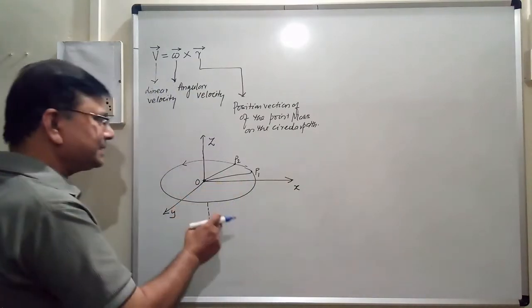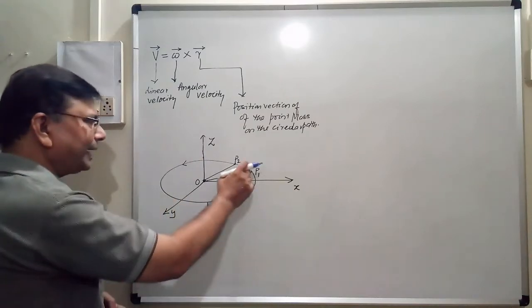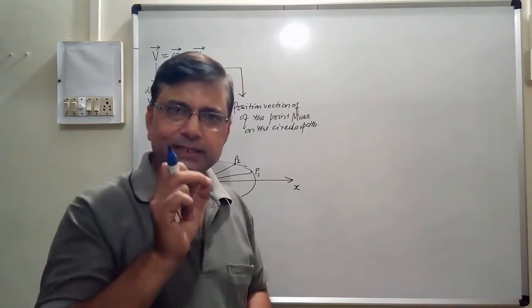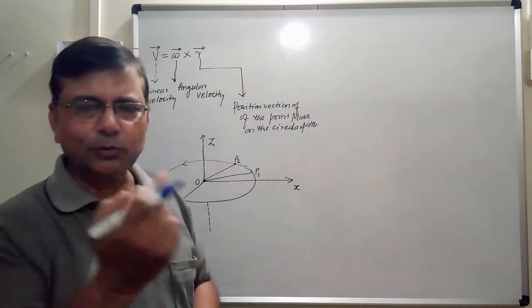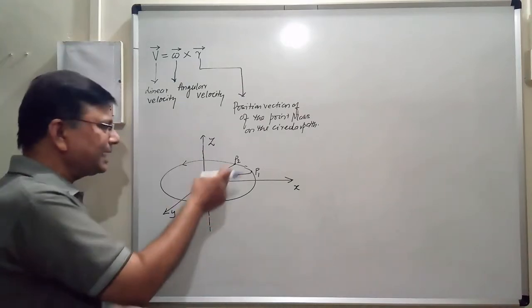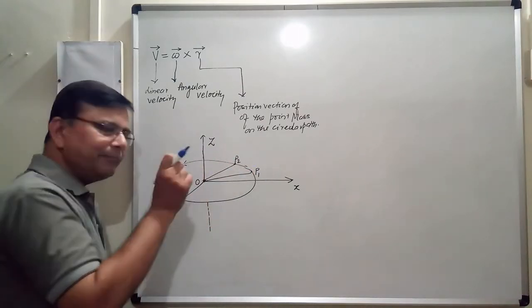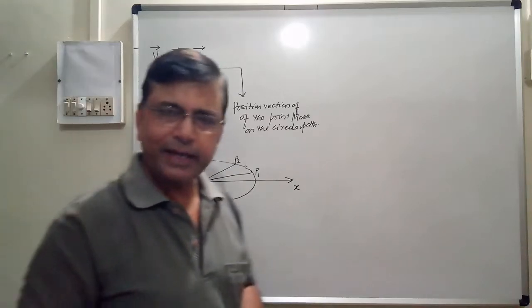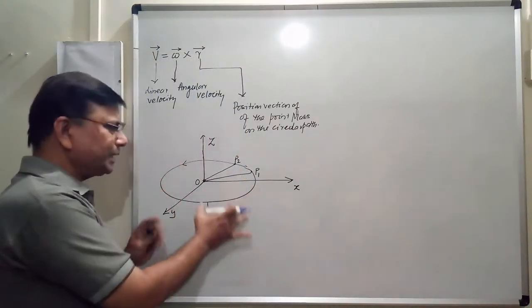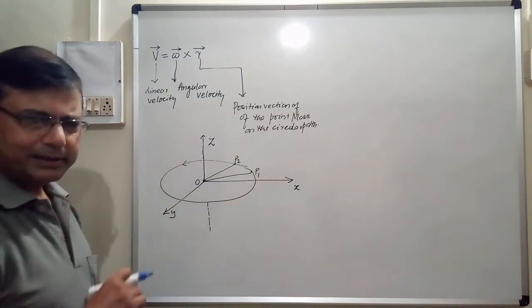Or we can say in a rigid body I have chosen one point which is in circular motion when it is rotating about the z-axis. Every point of that rigid body is making a circular path. So I have chosen one point, and I have drawn the path of this.